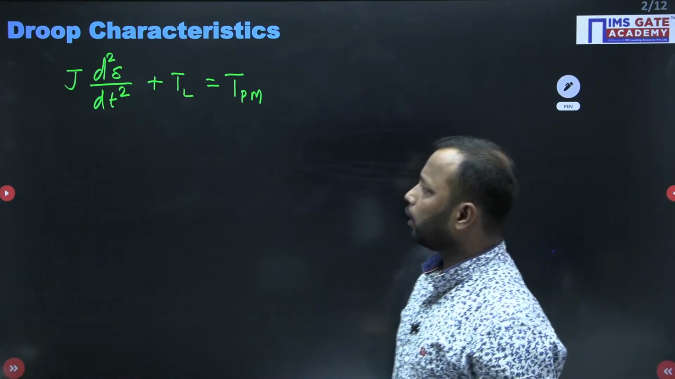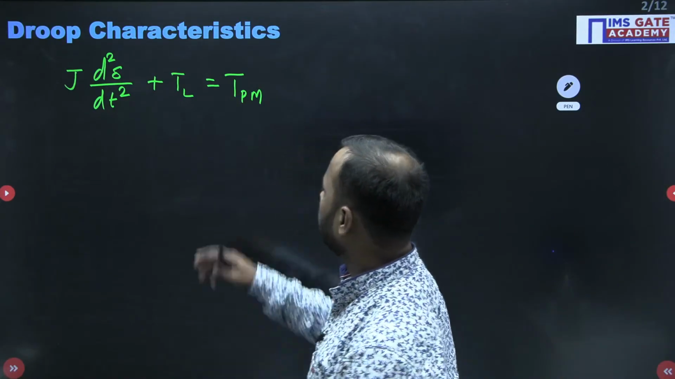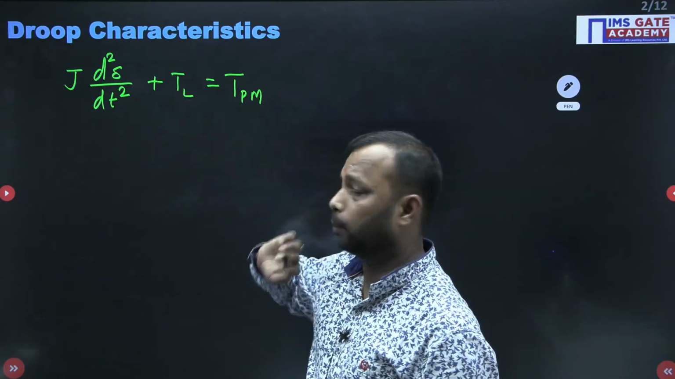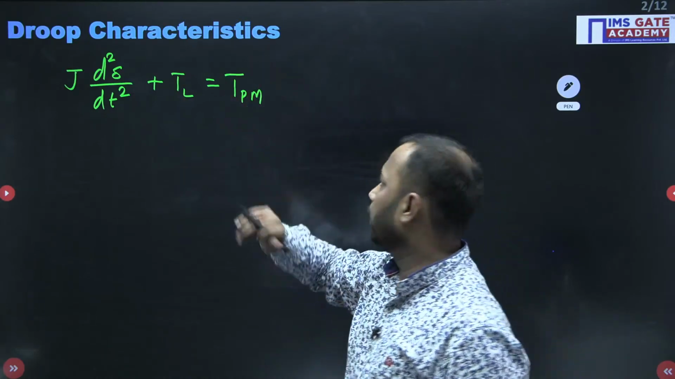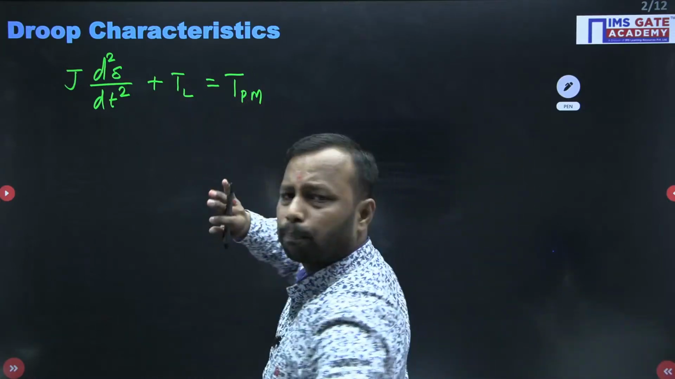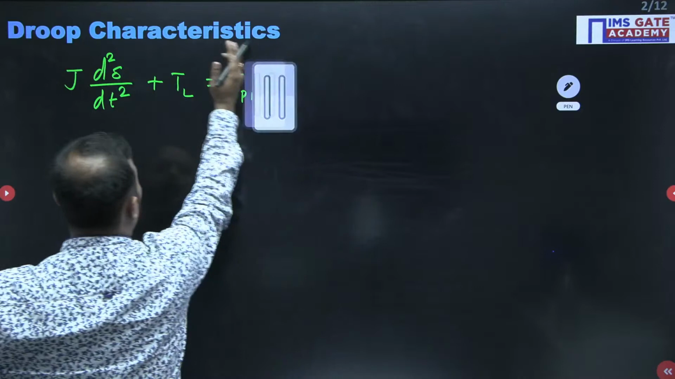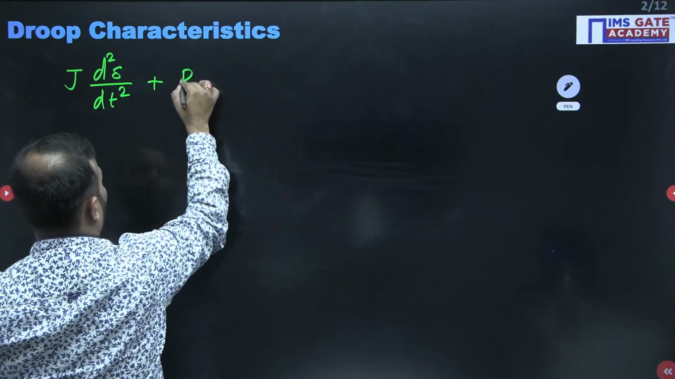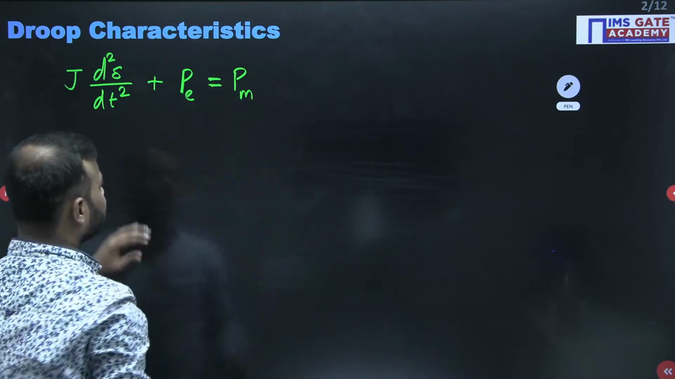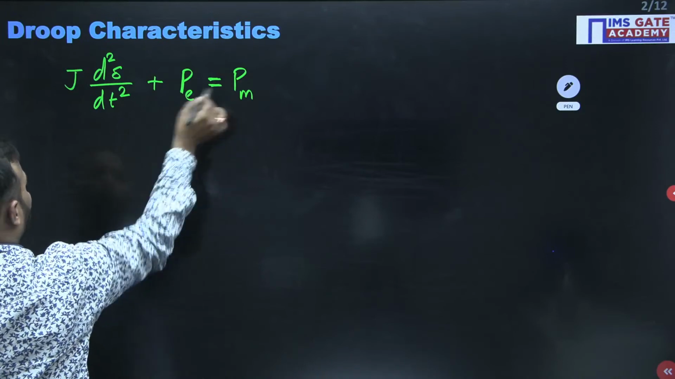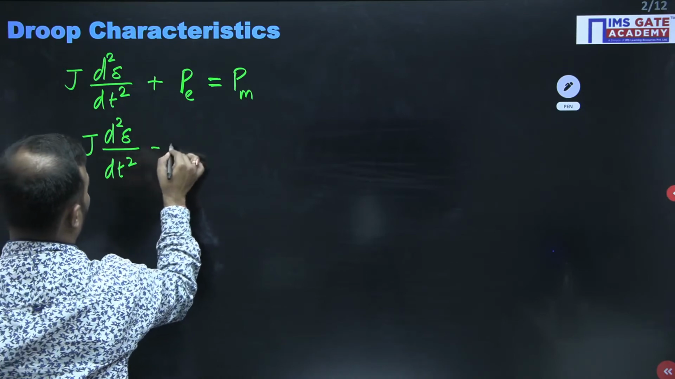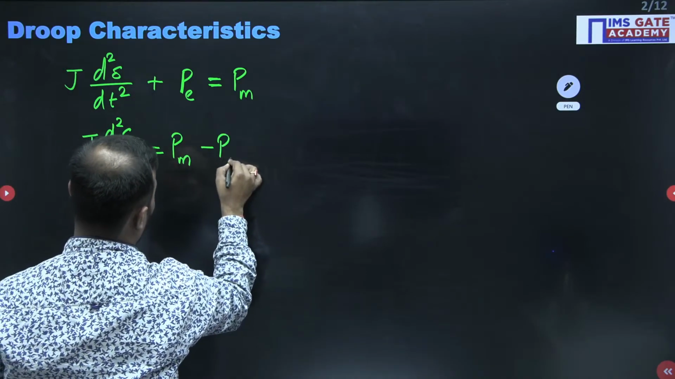If you want to write the dynamic equation in the case of a motor, then you need to swap these two terms. So this is the dynamic equation of your generator, where T_PM is the mechanical torque, but it is better to write in terms of power, so that it is easily understood. Let me take electrical power equal to mechanical power. Shifting the power to that side, J d square del by dt square is equal to mechanical power minus electrical power.